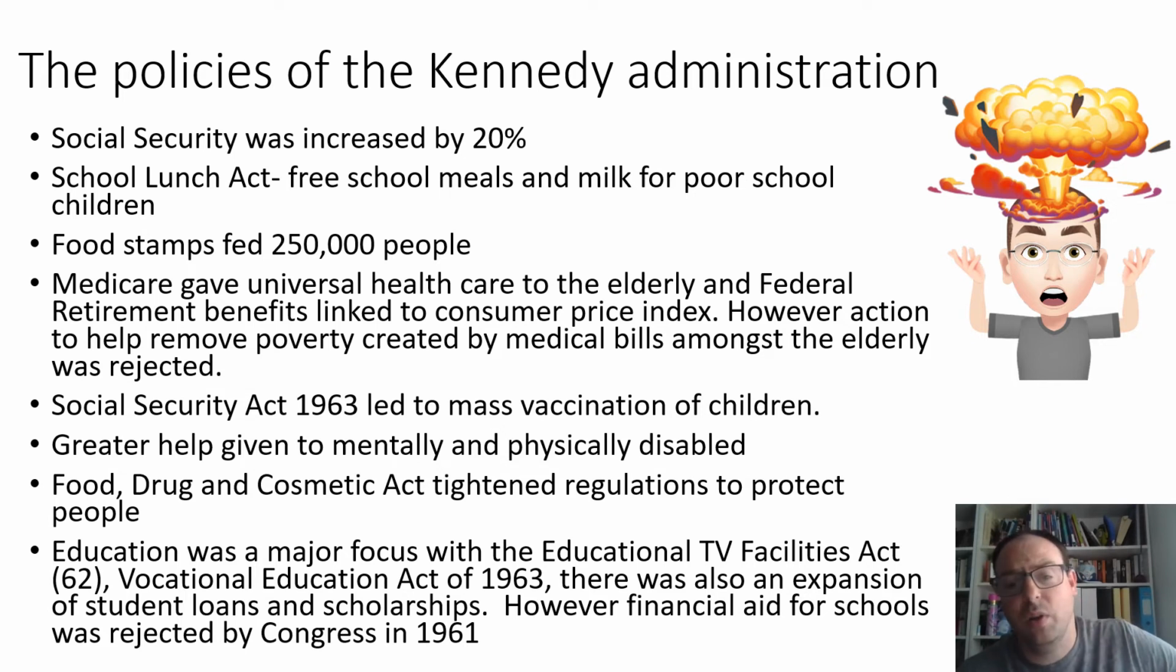Education was a major focus of the New Frontiers ideal, and we see the Educational TV Facilities Act of 62 and the Vocational Education Act of 63. So trying to improve vocational education, trying to make use of this new medium of TV for education across the states. There was also expansion of student loans and scholarships to try and give access to education to more people. However, the significant attempt to improve financial aid for elementary and secondary schools was rejected by Congress in 1961. So Kennedy was getting some of what he wanted here, but not all of it, and didn't have the full backing of Congress.